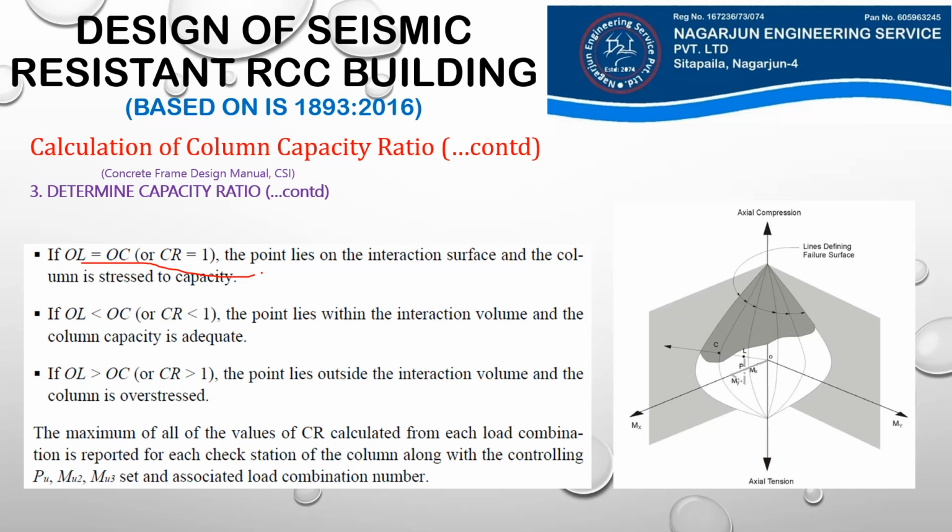If OL equals OC, capacity ratio is 1, then the column is stressed to capacity. If capacity ratio is less than 1, the point lies within this interaction volume and our column capacity is adequate. But if the capacity ratio is greater than 1, our columns are overstressed, and then we have to change the cross section and then calculate the capacity ratio again.